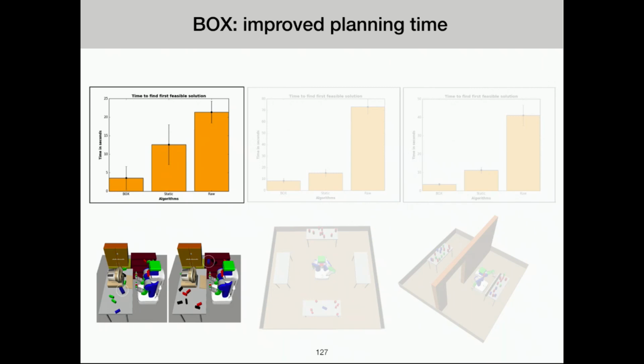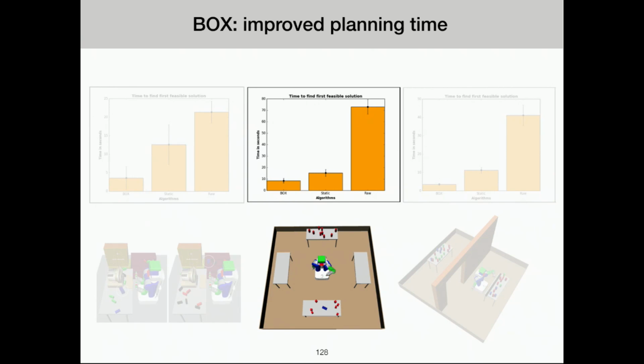framework to problems that have a varying number of objects and shapes, we get about, so this is our algorithm, this is a static algorithm, which is another score space representation algorithm, and this is a raw planner, we get about 6 or 7 times gain in planning efficiency.